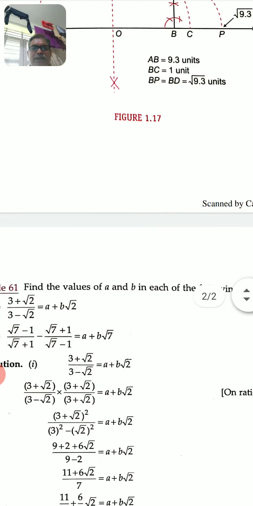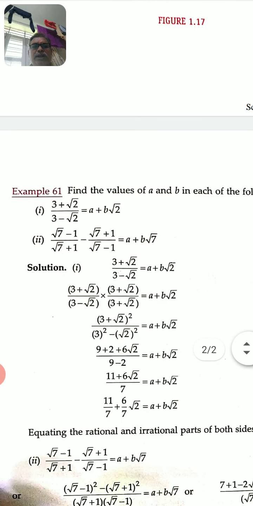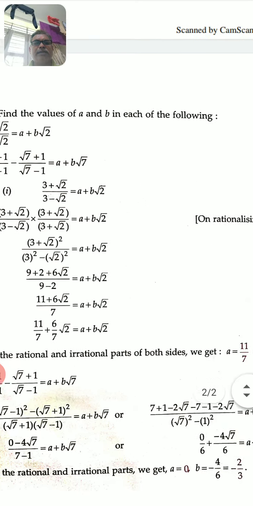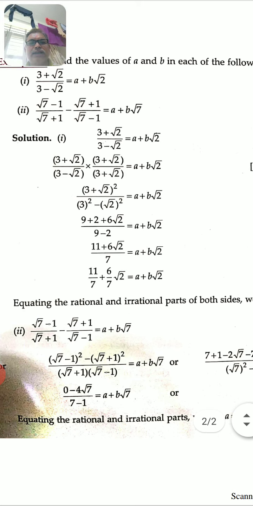Some more examples we discuss about rationalizing the denominator, some higher order thinking skill. Suppose the example is (3 plus root 2) divided by (3 minus root 2) is equal to a plus b root 2. So here we have to find the values of a and b. How to solve this example? You see, a plus b root 2 does not have any denominator. It means it has 1, which is the rational denominator.